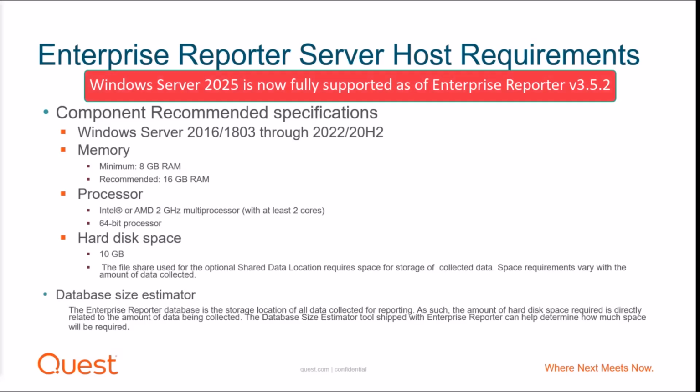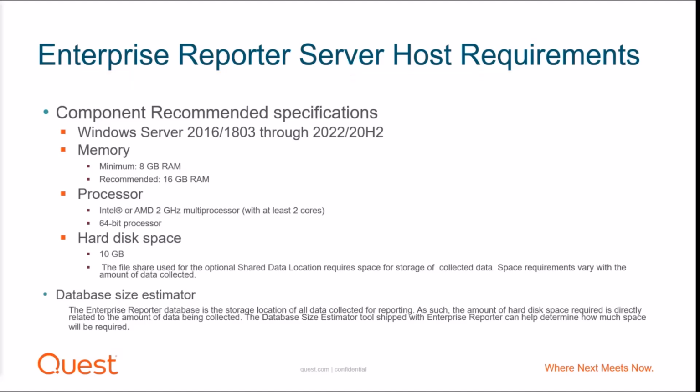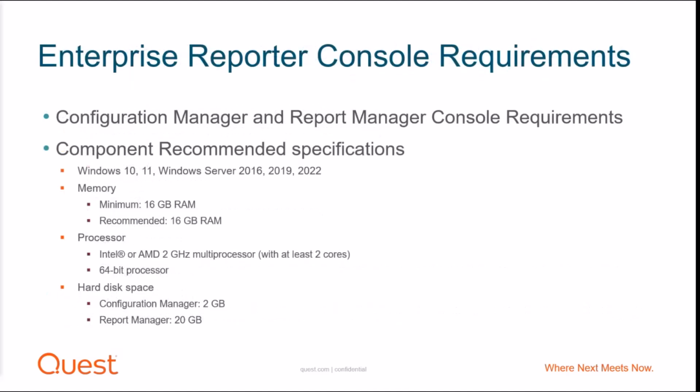Enterprise Reporter Server requires to be run on a Windows Server from 2016 through 2022. We request that you have at least 8 gigs of RAM, recommended 16, at least 2 GHz processor with 2 cores, and ample hard disk space for the software and any caching that we may require. Of course, the space required on the SQL database server will be different.